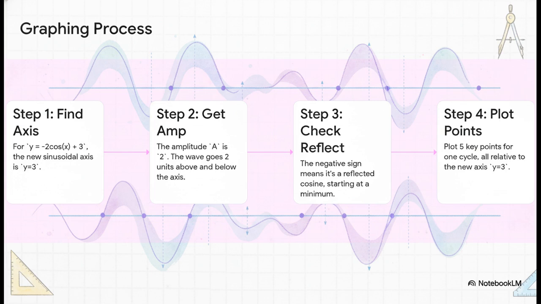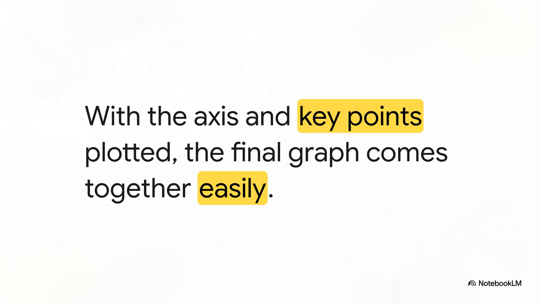Then we check for reflections. See that negative sign in front of the 2? That tells us the whole graph is flipped upside down. A normal cosine starts at a maximum, so ours is going to start at a minimum. And finally, we just plot our key points for one cycle using our new axis as the reference. So let's put it all together on the graph. First, we draw our axis at y equals 3.